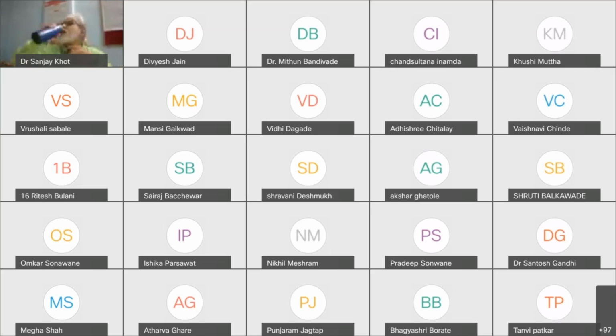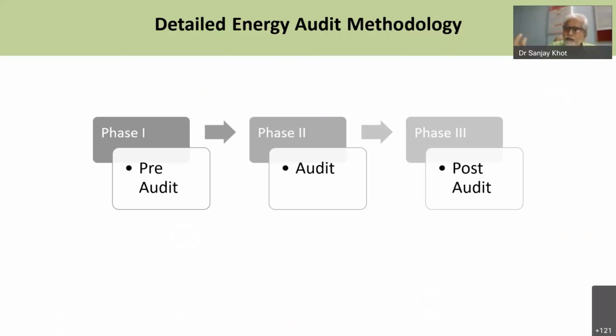Now the third type is the detailed energy audit. This detailed energy audit is divided into three parts. The first one is the pre-audit, next is the on-site audit, and the third one is the post-audit. That means if you want to conduct an energy audit of any industry, commercial establishment, or your college, first there should be some understanding between the energy audit team and the college, industry, or commercial building.